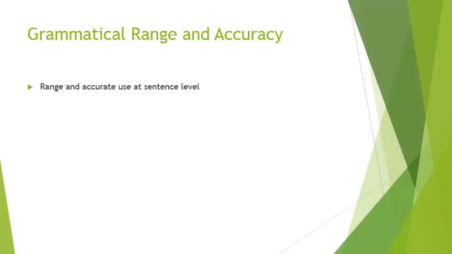Grammatical range and accuracy refers to the type of grammatical structures that you use. How many different types do you use? For example, a variety of simple, compound, and complex sentences. Do you use conjunctions, subordinate conjunctions, participial clauses? And then do you use all of these things accurately at the sentence level?